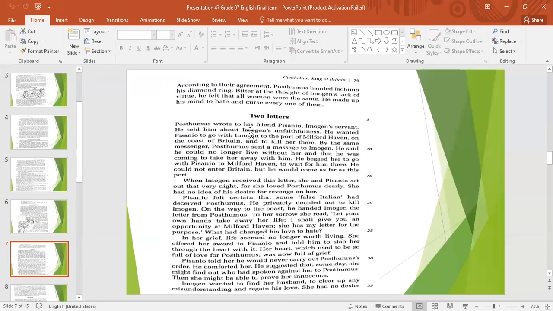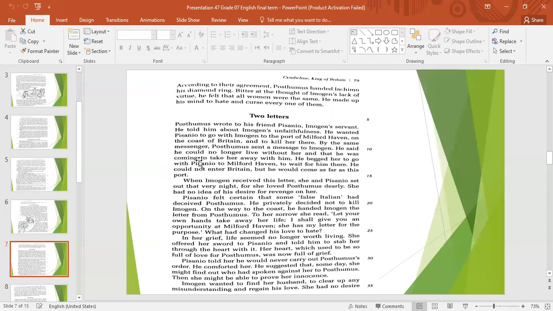Postumus wrote to his friend Pisanio, Imogen's servant. He told him about Imogen's unfaithfulness. He wanted Pisanio to go with Imogen to the port of Milford Haven on the coast of Britain and to kill her there. By the same messenger, Postumus sent a message to Imogen.